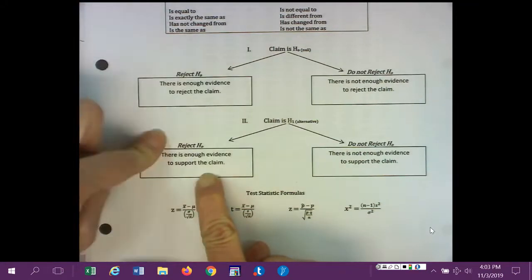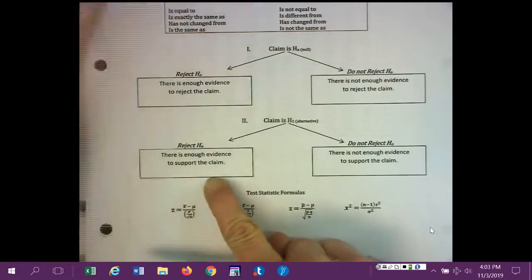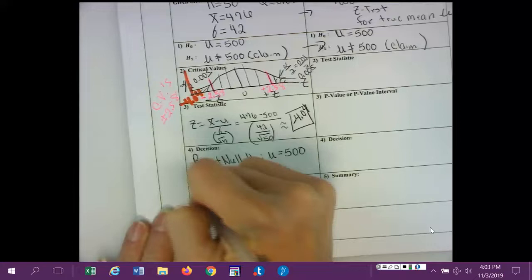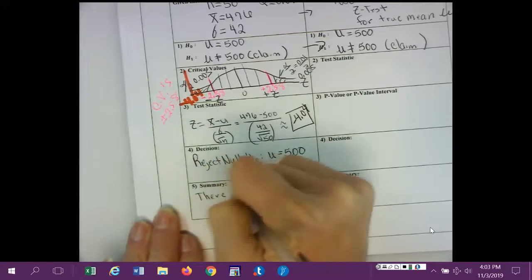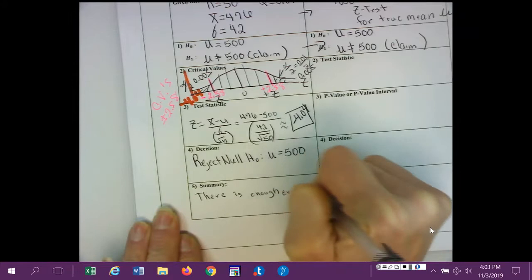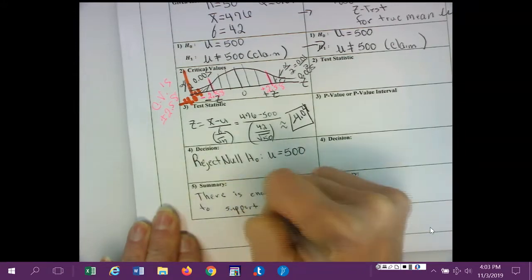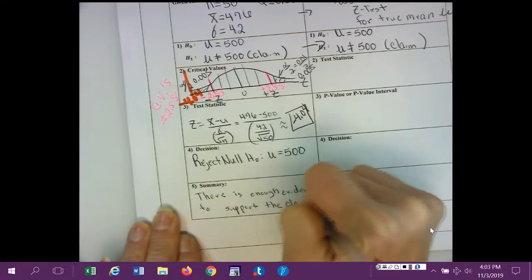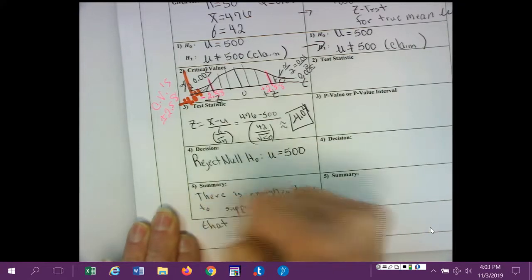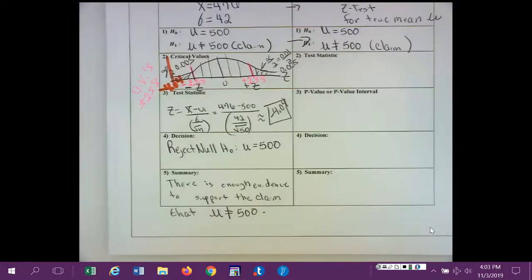We rejected the null. Step 1, step 4, step 5, write it down. There is enough evidence to support the claim that mu differs from 500. There is enough evidence to support the claim. Hooray for the student group.